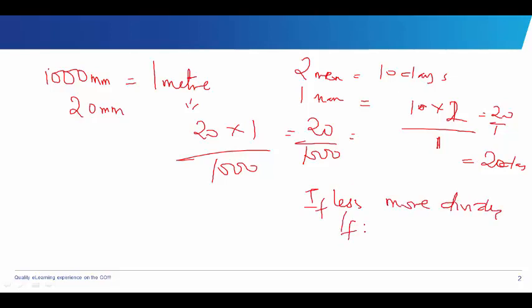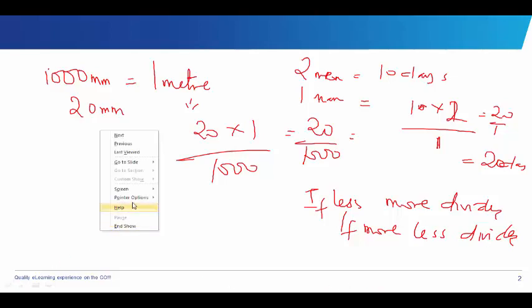If more, less divides. Okay, so you can rewind to understand the concepts better. Okay, now let's look at the conversion. Let's go back to that conversion again to understand it better.